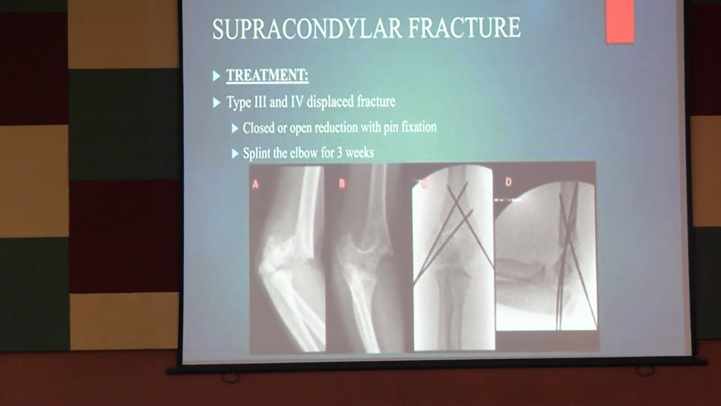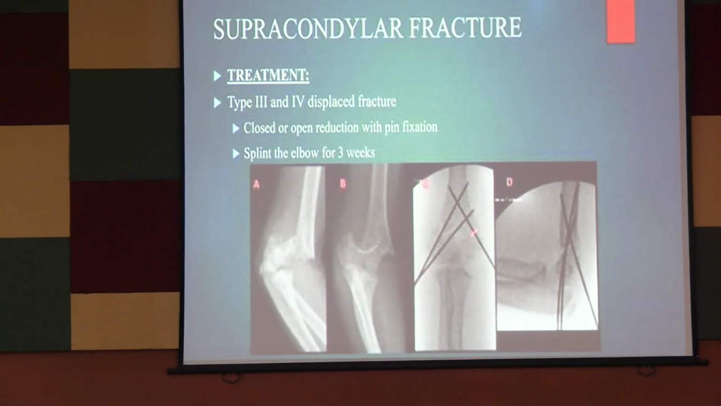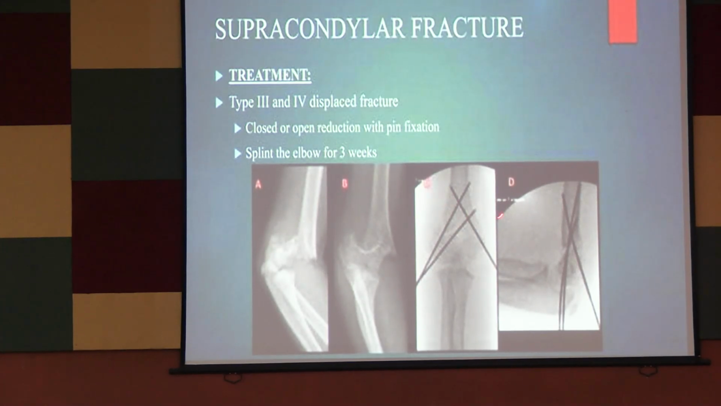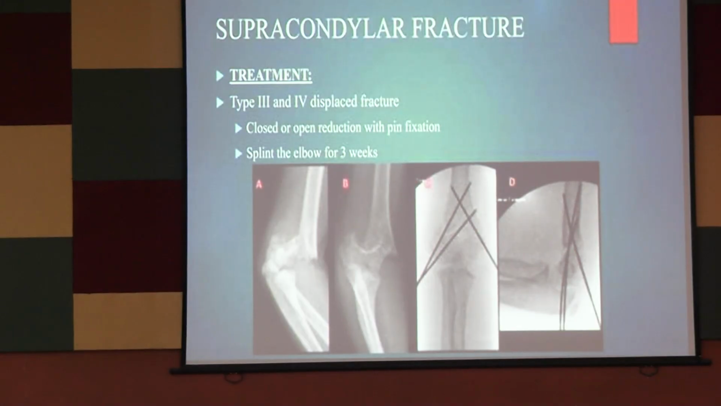Regarding this pin architecture, there are 4 architectures, ঠিক আছে, that is used in practice. First is single K wire from lateral to medial. Second is 2 K wires from lateral to medial. Third architecture is 1 wire from lateral to medial and another wire from medial to lateral. And final architecture হচ্ছে 2 wires from lateral to medial and 1 wire from medial to lateral.